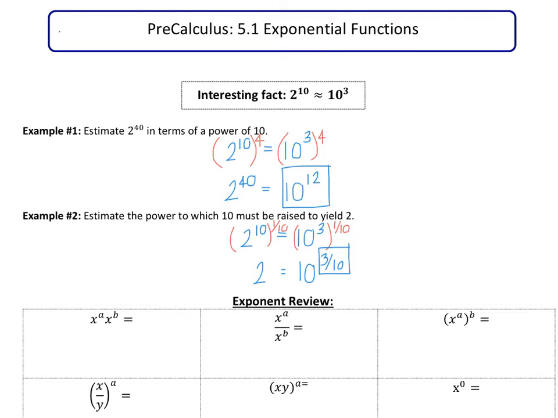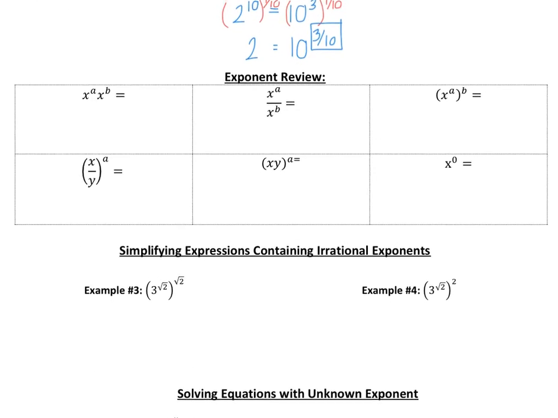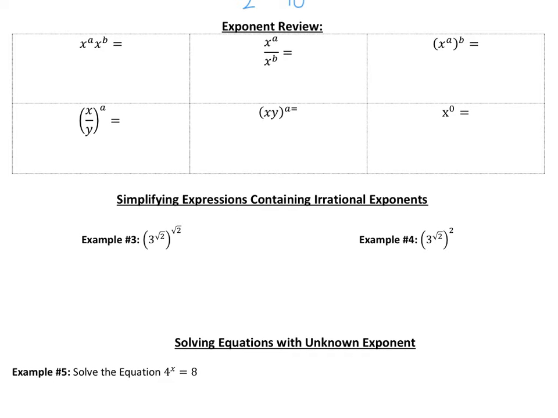Couple exponent rules coming at you. Hopefully this is review. If it's not, please make sure to listen carefully. When you have like bases being multiplied, you will add your exponents. So whatever A is, add it to B. If you have like bases that are being divided, you're going to take your base and subtract your exponents. We already reviewed the power to a power rule. All it means is you multiply A times B.